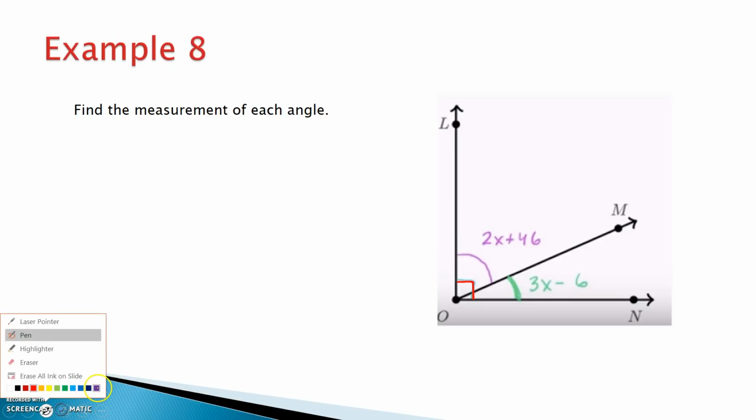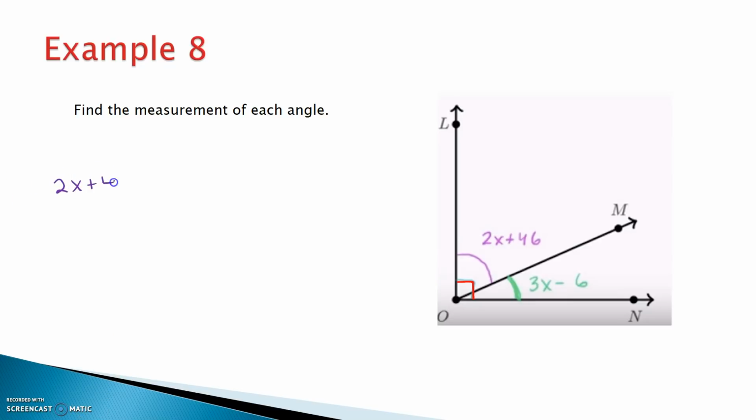Let me see if I can use different purple. Yep, I got purple. So I know that 2x plus 46, that angle, if I was to add it to the other angle, let me use green here, 3x minus 6, I know that this would equal 90 degrees because these guys are what we call, again, complementary.